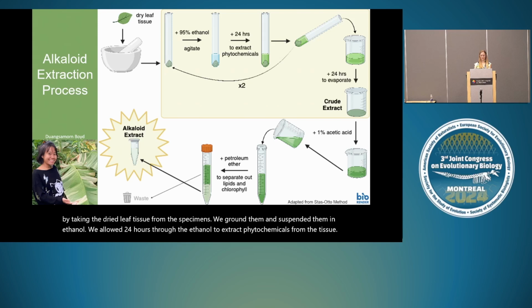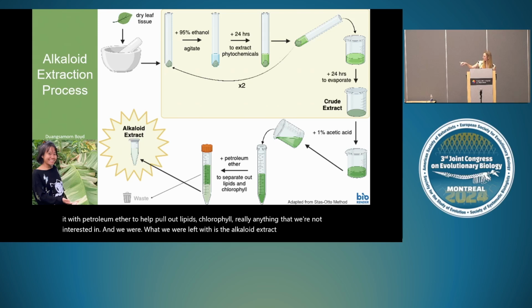We then poured off the extract and allowed it to evaporate. The tissue was then resuspended 2 more times, so the entire extraction process happens in 3 instances. And then at the end, what we're left with after all of the ethanol has evaporated off is this crude chemical extract. We then resuspended this in acetic acid, washed it with petroleum ether to help pull out lipids, chlorophyll, really anything that we're not interested in. And what we were left with is the alkaloid extract.